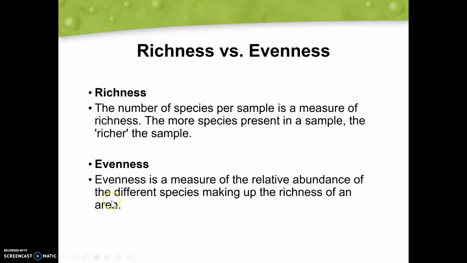Where for evenness, it's the measure of relative abundance of different species making up the richness of an area. So again, I want to stress both community 1 and community 2 had the same amount of trees, but we had a richness of tree A in community 2, and we had a nice evenness of an abundance of different species in community 1.